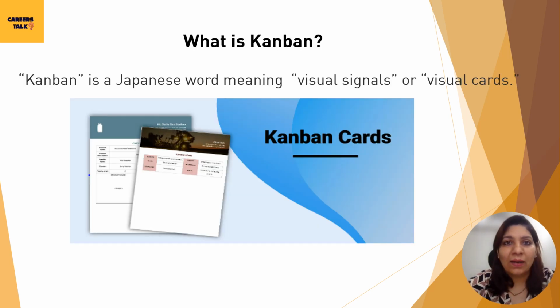What is a Kanban? Kanban is a Japanese word which means visual signals or visual cards. Whatever project management tool we use, for example Jira, the tickets or issues that we see on that board are called Kanban, or we could say that Kanban is a fancy name for the word card. So it's not the entire board that we call Kanban, it's only that one card.